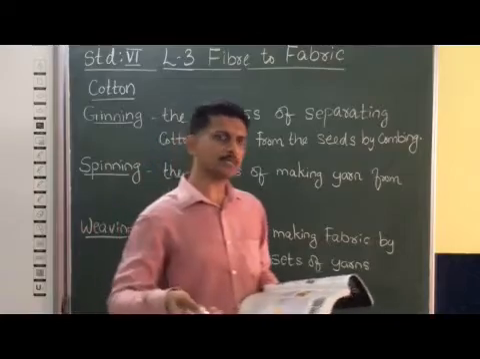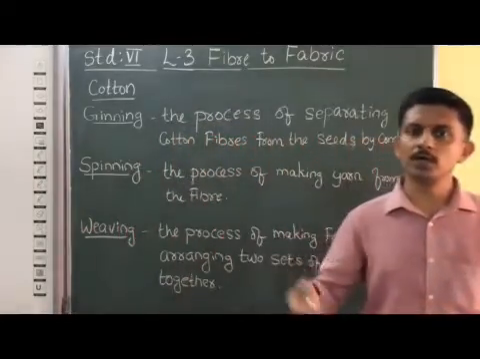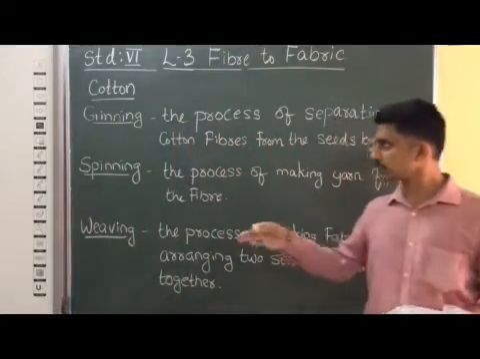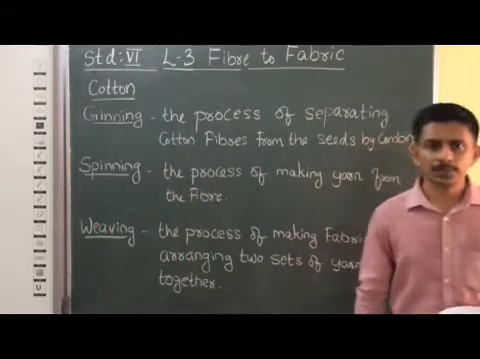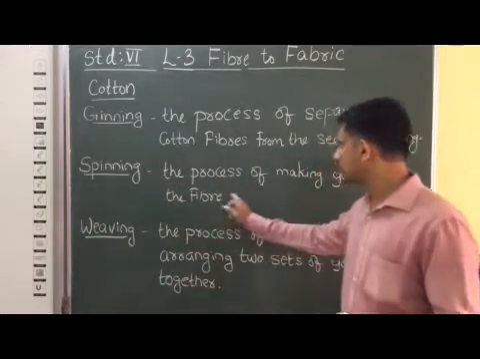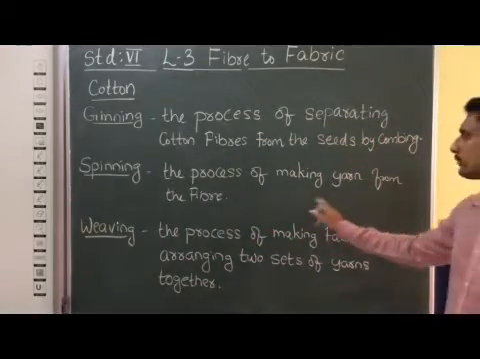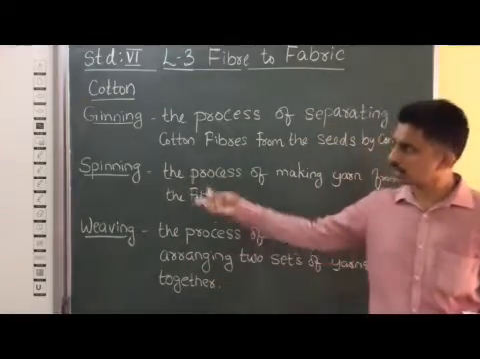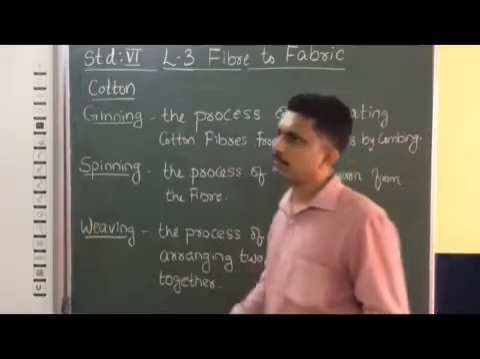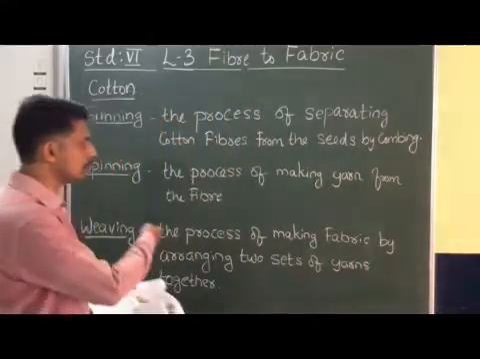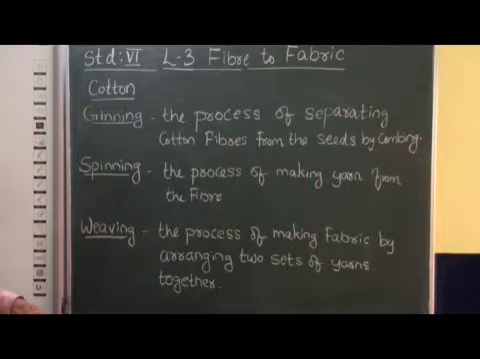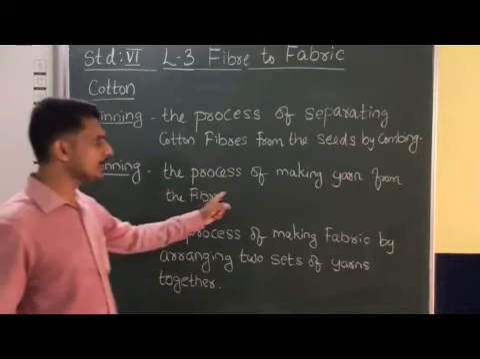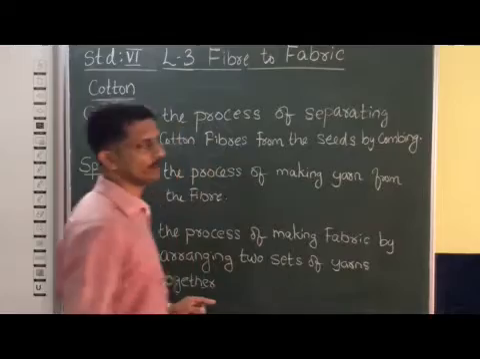That fiber is spun in the form of yarn. This process of making yarn from the fiber is known as spinning. Spinning is the process of making yarn from the fiber. This is the second stage in making cotton cloth.